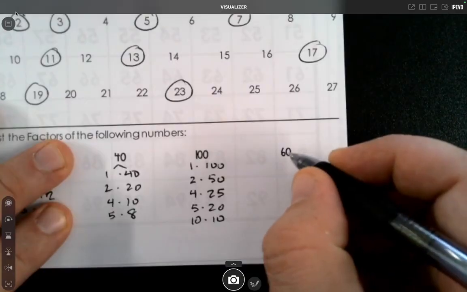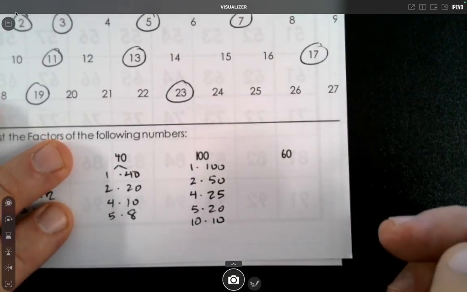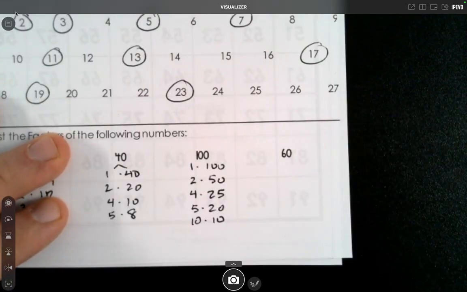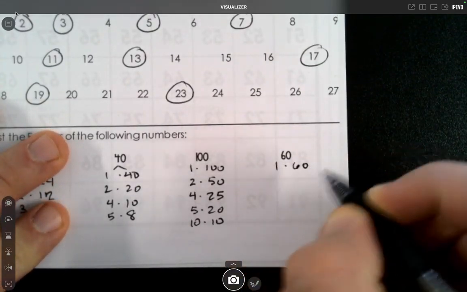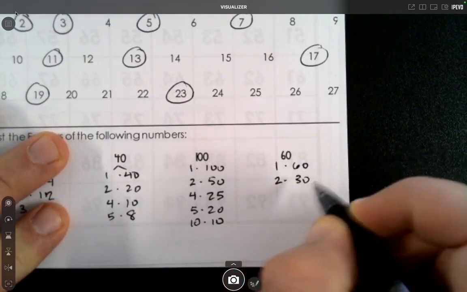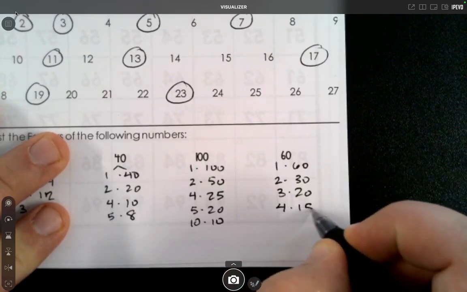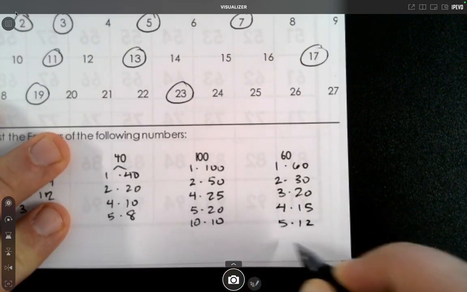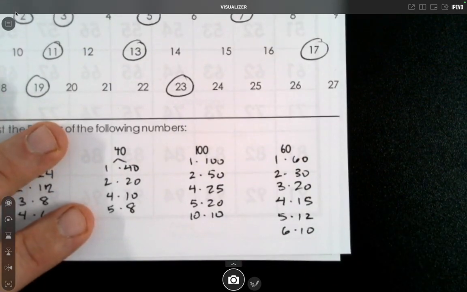60 has a lot. This is one reason they think people chose to make time 60 seconds, 60 minutes, and all those things, because 60 has a lot of factors. 1 and 60, 2 and 30, 3 and 20, 4 and 15, 5 and 12, 6 and 10, okay, 7 no, 8 no, 9 no, 10 yes, but we've already covered number 10.